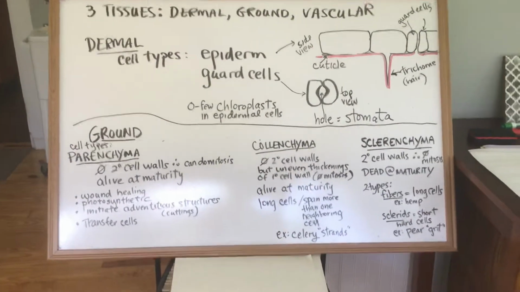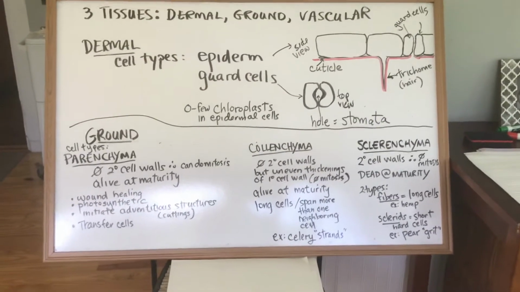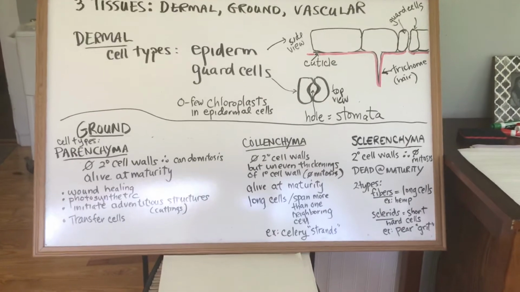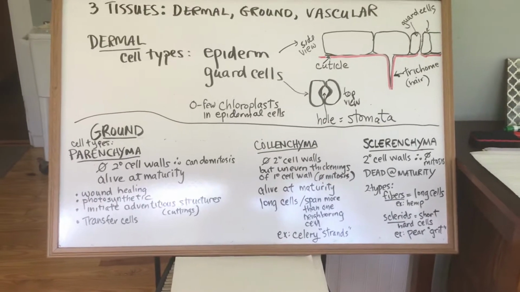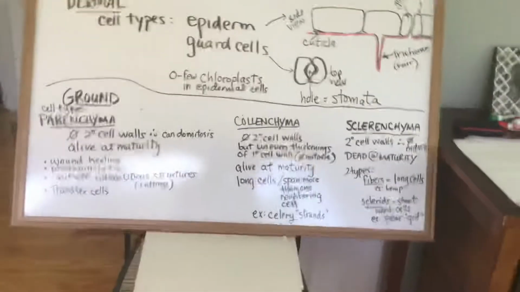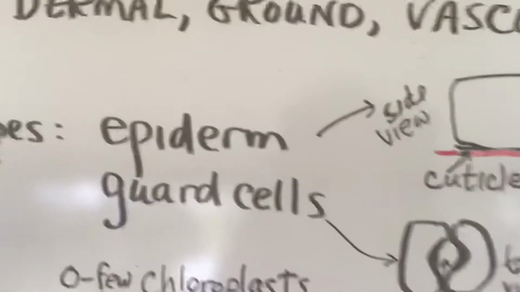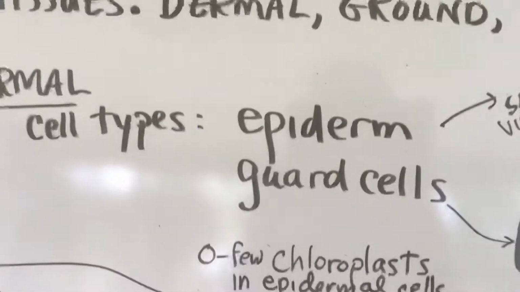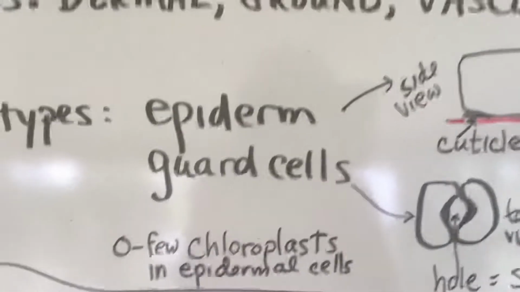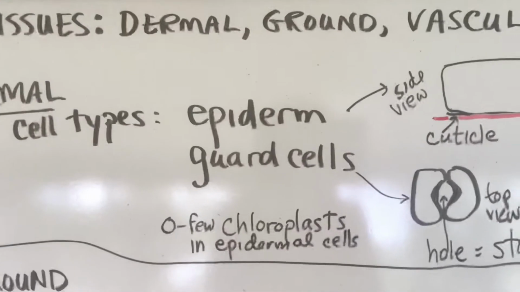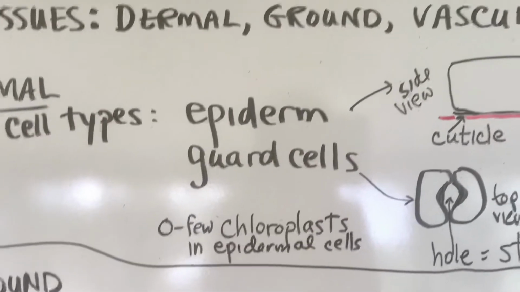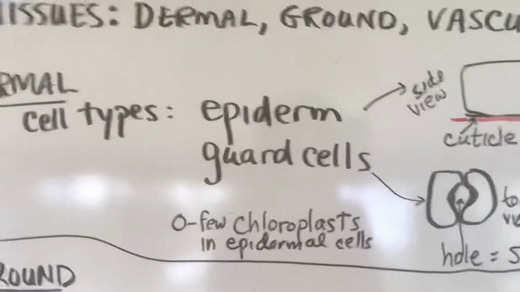Start going through the different tissues. The three tissue types are dermal, ground, and vascular. So we're going to start by talking about the dermal first. As we're looking at the dermal cells, most dermal cells are just called epiderm, but sometimes they're specialized a little bit, and so we're going to go over some of these specializations.